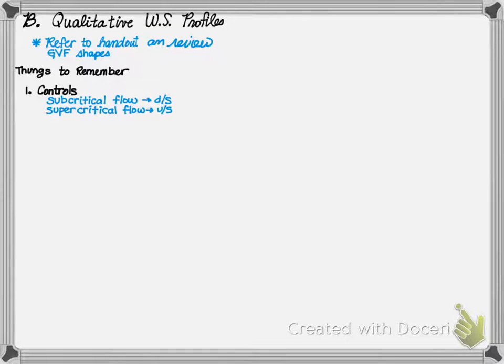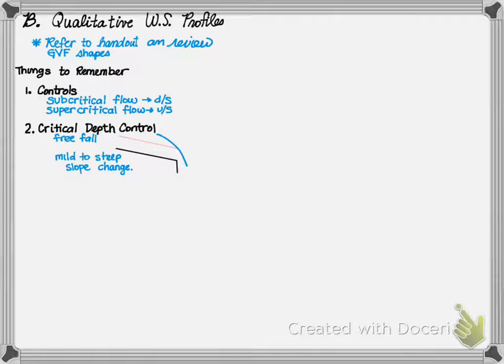Many times, before you perform any calculations, you're unaware if the channel will be subcritical or supercritical. So it's important to understand the boundaries at both extremes of your project. Second, if you have critical depth control, this occurs at a free fall, as shown in the schematic. Or it can also occur when a channel changes shape from a mild to a steep slope.